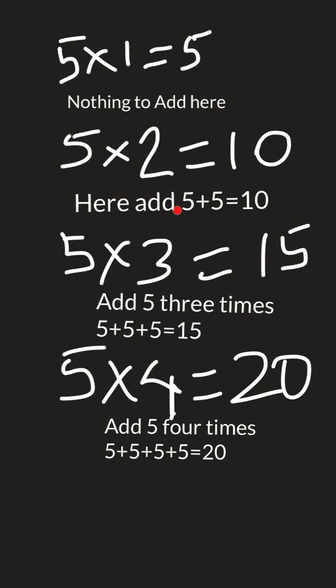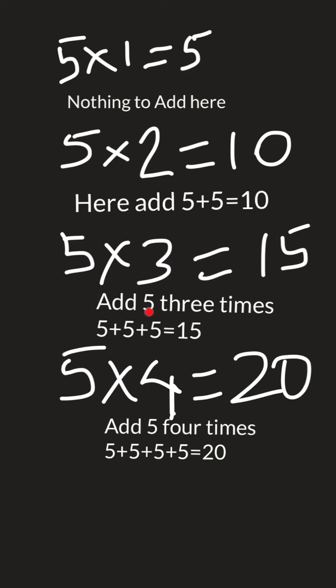When I add 5 to 5, it's like 5 two times, which then I get the value of 10. Same here, 5 threes are 15. We add 5 three times, then I get 15. 5, 5, 5, it's 3 times. 5 threes are 15. Same for 5 fours are 20. 5, 5, 5, 5, 4 times, then I get 20.